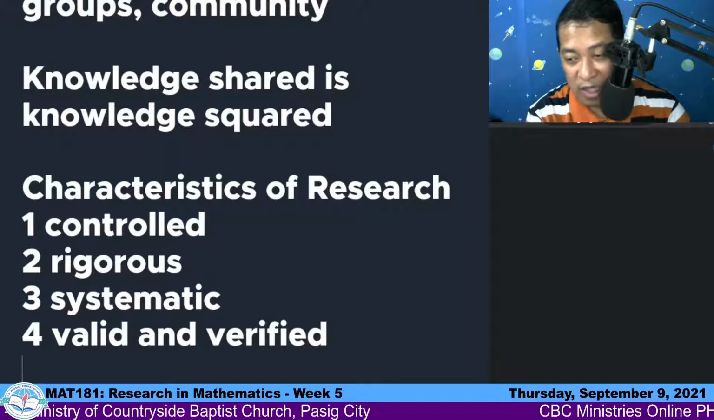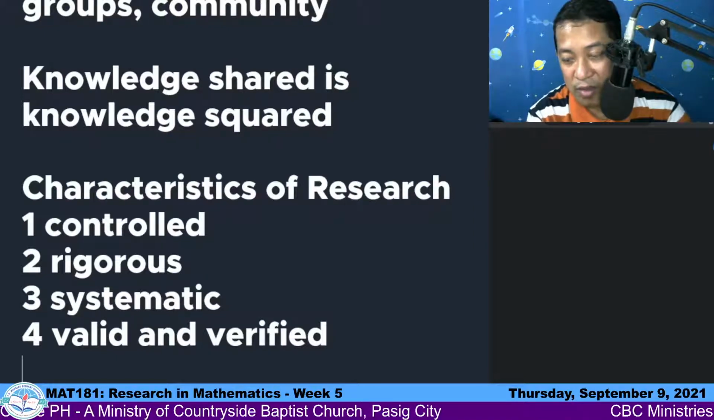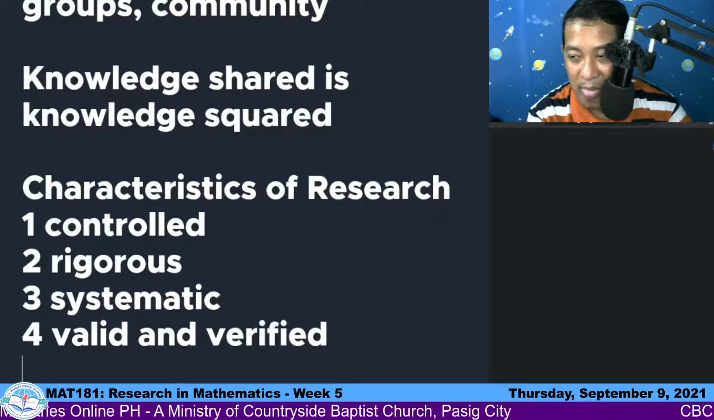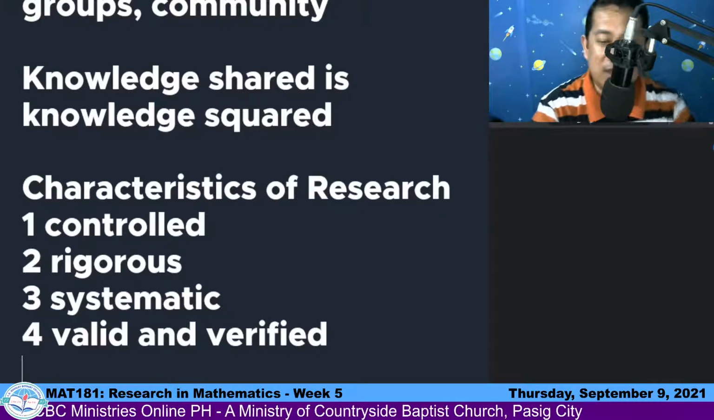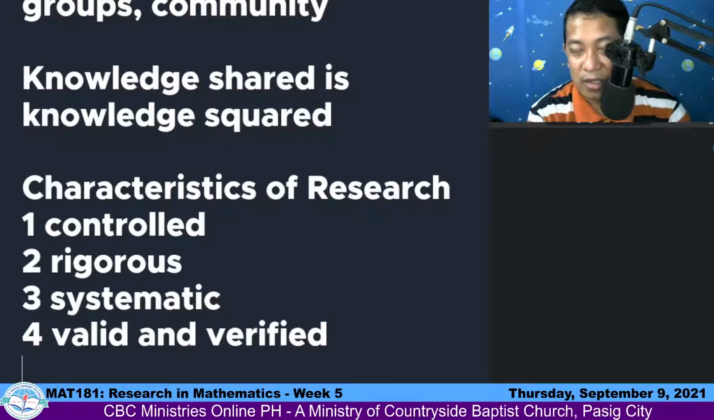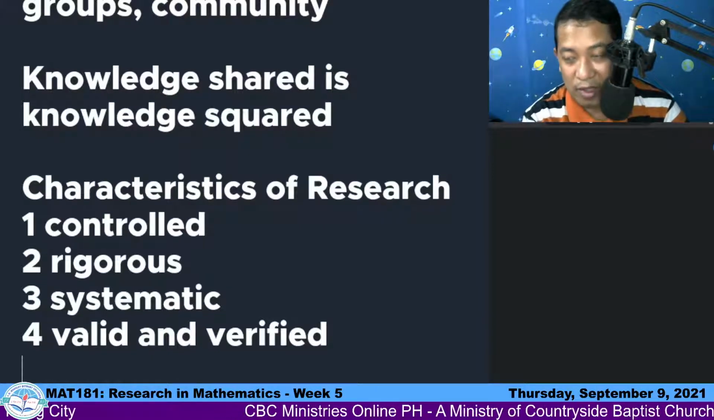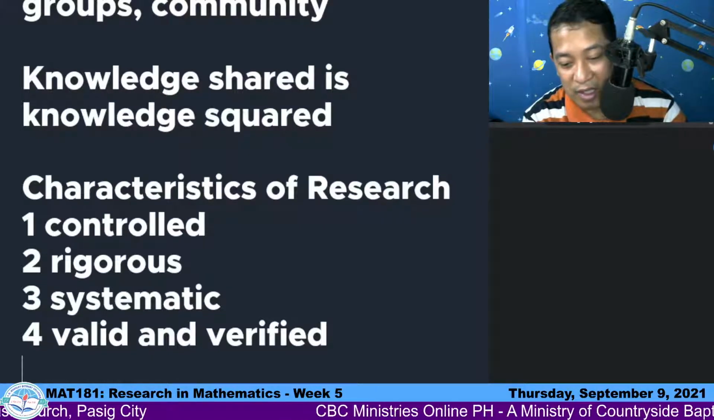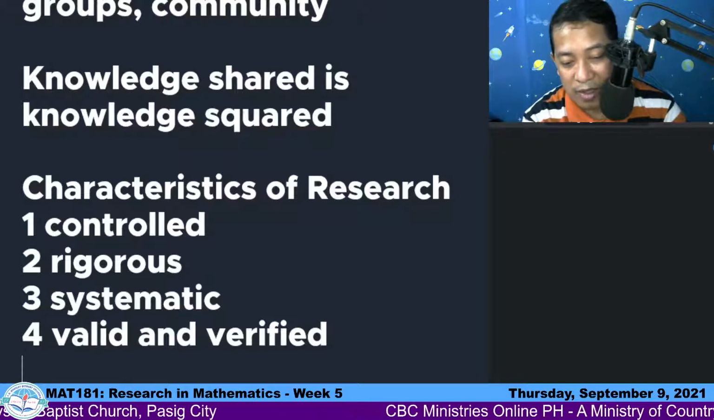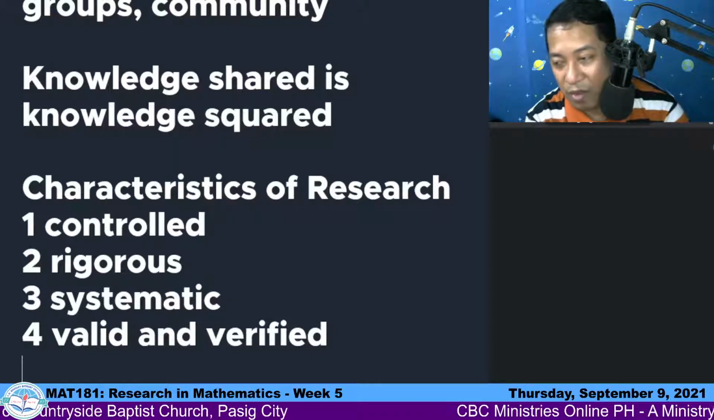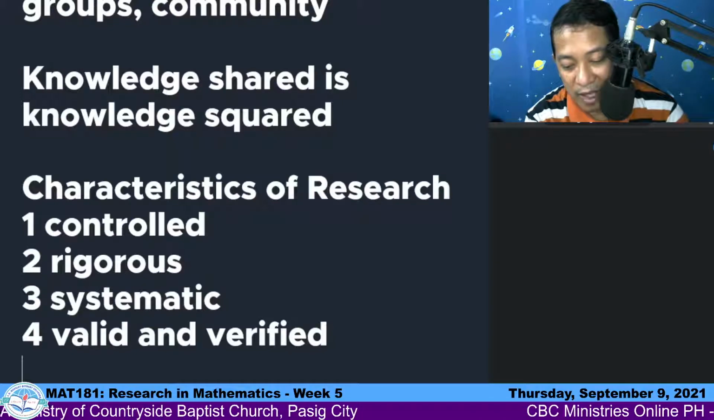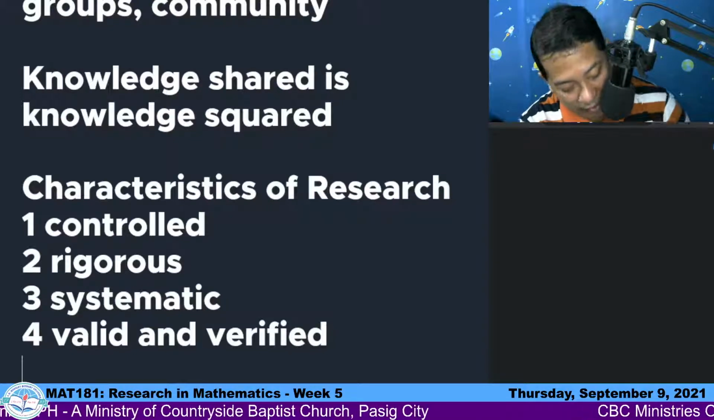Lalo na yung instrument na gagamitin mo ay hindi siya yung tinatawag natin na... ano bang tawag doon? Standardized, no? Yung mga standardized question, walang problema yon. It's already validated and verified. However, for some research that you need to craft your own instrument, it needs to be validated and verified as well.